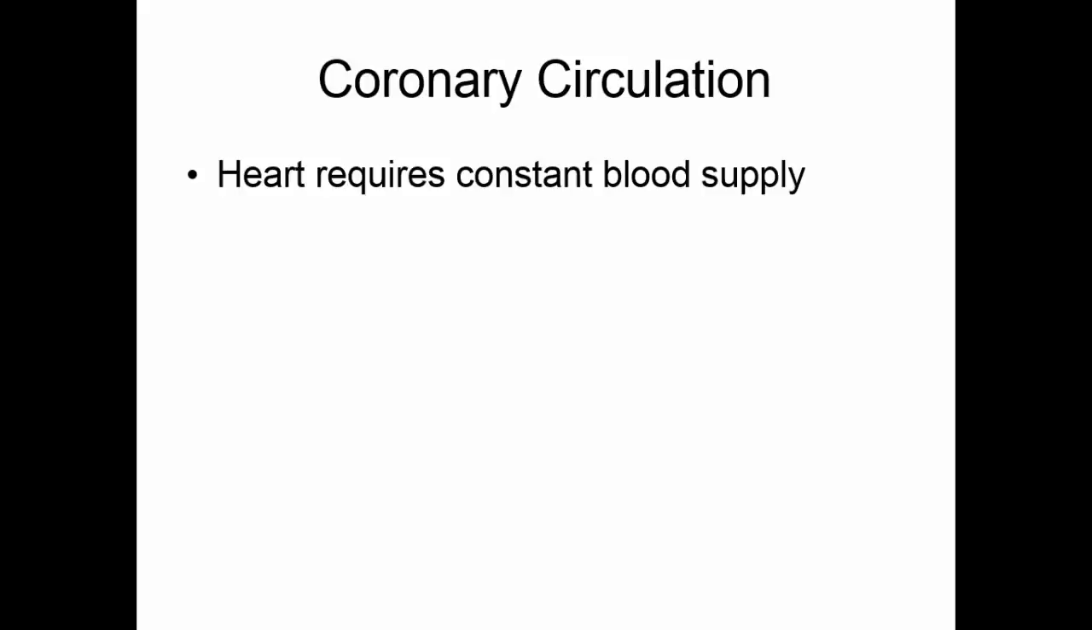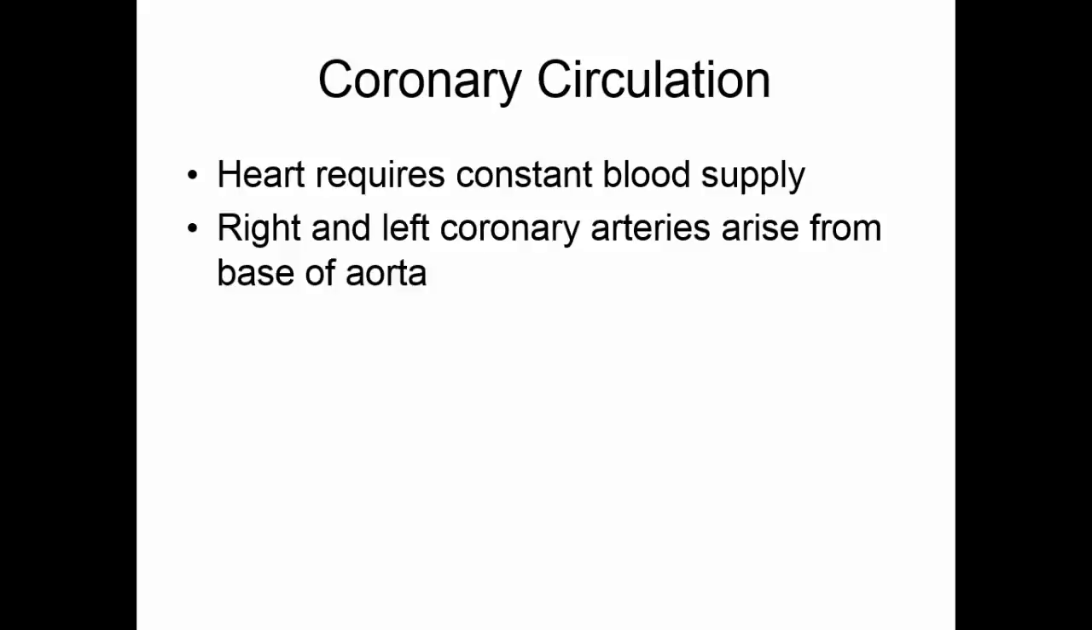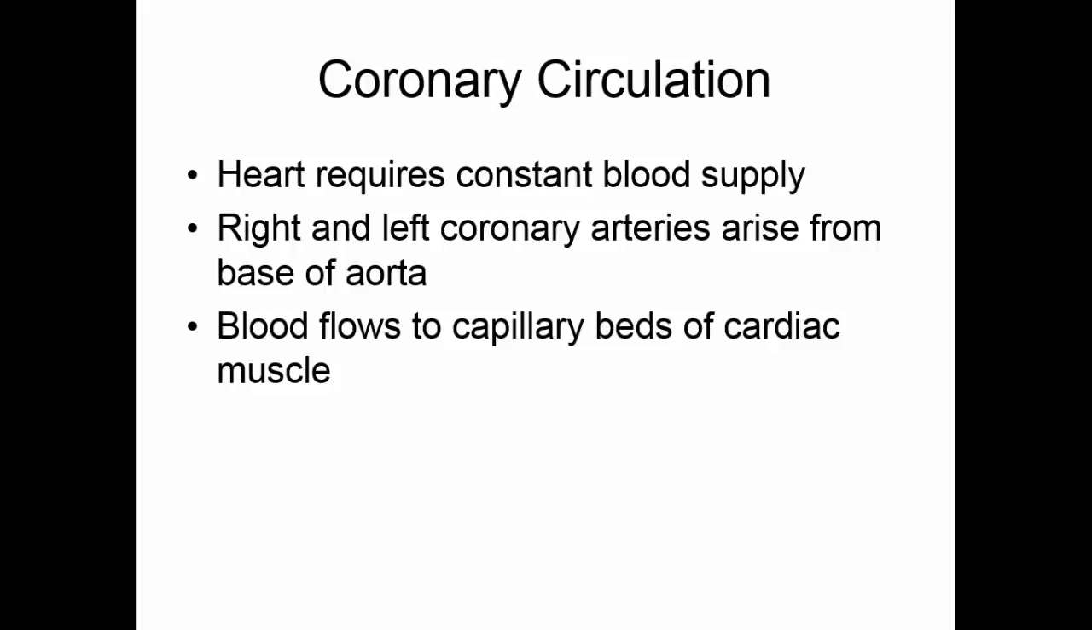The heart itself requires constant blood supply. This is called the coronary circulation. Coming directly off of the aorta, right at the base of the aorta where it first comes out of the heart, we have the right and left coronary arteries. These will branch and blood will flow to the capillary beds of the cardiac muscle.